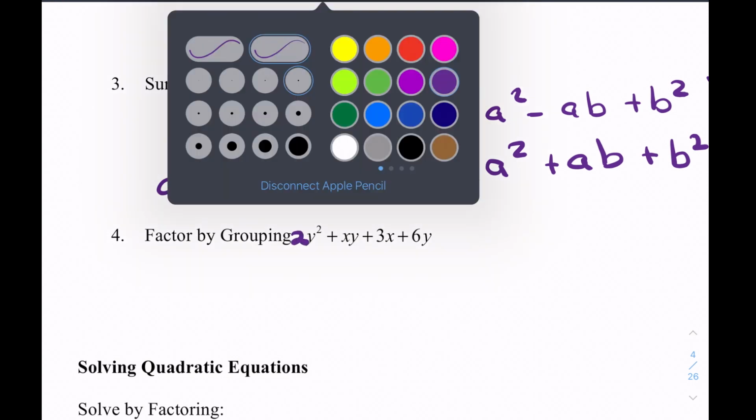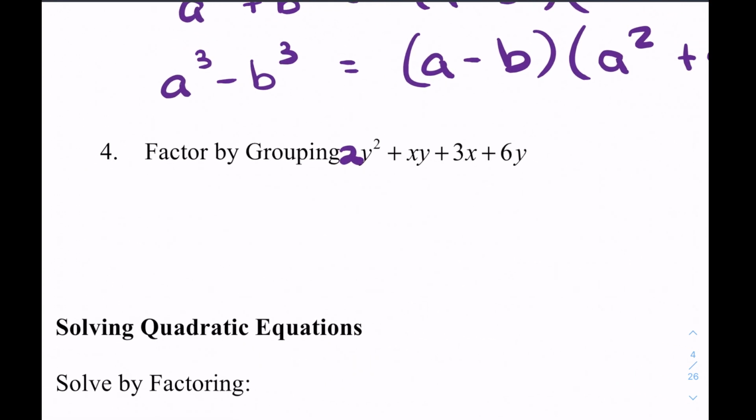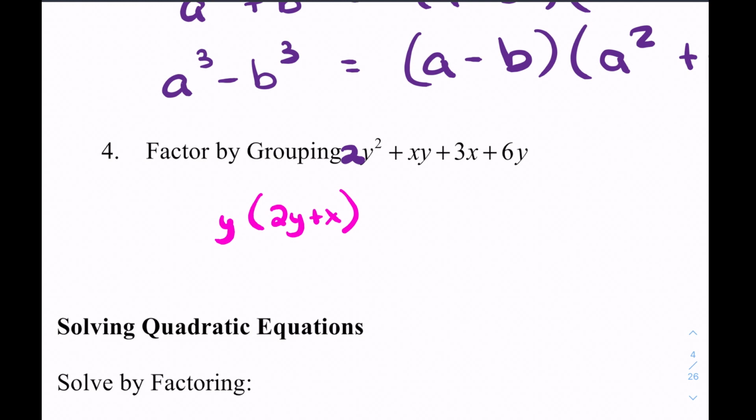Now let's see if we can do this problem. I'm going to just change the color for fun. So GCF between 2y squared and xy would be a y still. So we're left with 2y plus x. I apologize for that printing mistake. GCF between 3x and 6y would be 3. And we're left with x plus 2y.